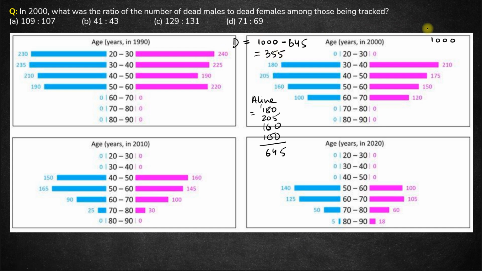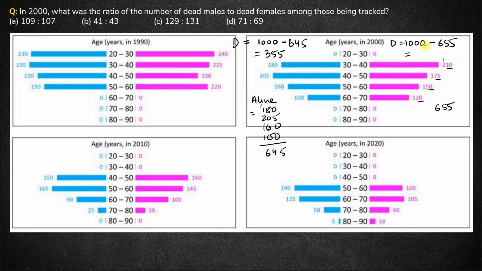Okay. Similarly, the number of dead females will be total 1000 minus the ones who are still alive. So how many are alive? Let's look at it. 10 plus 75 is 85. 85 plus 20 is 105. Plus 50 is 155. 1 carries over. 655 females are still alive.